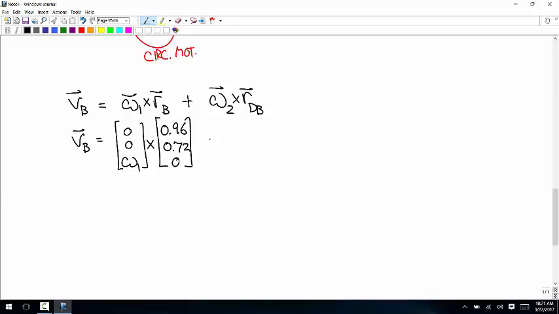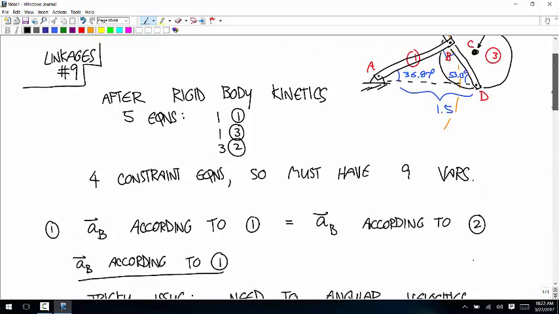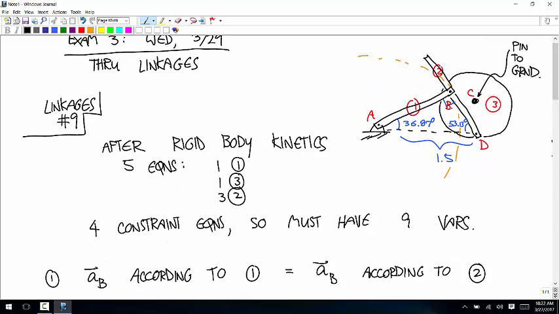Five? Yeah, right. Yeah, exactly. And then omega 2 is 0, 0, omega 2. And the vector 2D from B, you could think of that as 0.9 times cosine and sine of 180 minus 53.13.